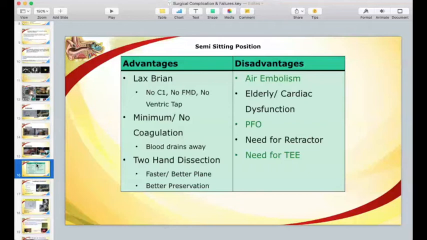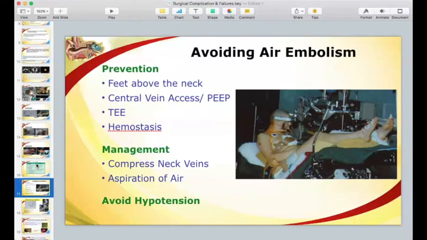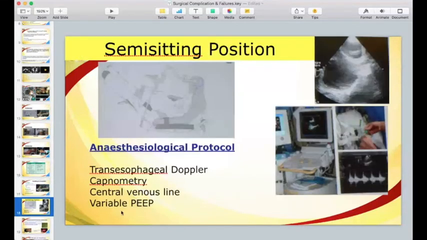So avoiding air embolism, this is the correct position: feet above the level of the neck, central vein access, hemostasis. And when this happens, you must have compression of the neck veins, aspiration of air, avoid hypotension. All this is very important, and this can only be done by a good anesthetic protocol. So we have transesophageal Doppler, capnometry, central venous line, and PEEP.